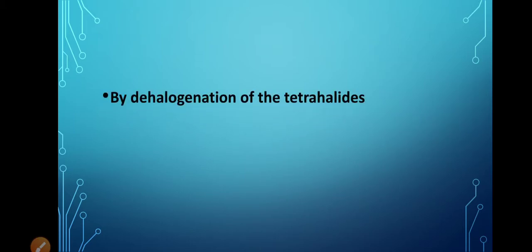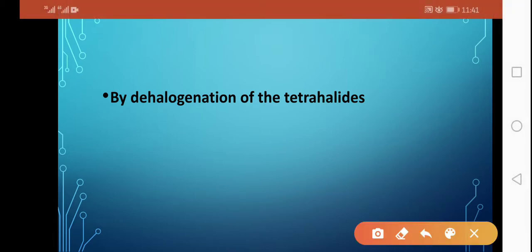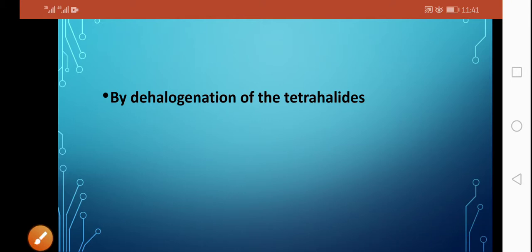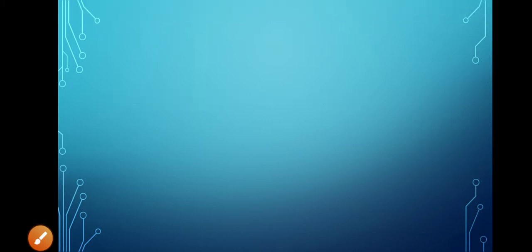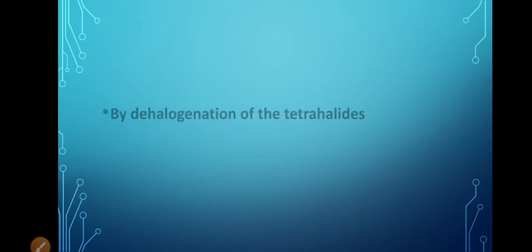The second method of the preparation of the alkyne is by the dehalogenation of the tetrahalides. As students, you know the term dehalogenation. We have already discussed it in one of our topics, and de means removal. Dehalogenation means removal of halogens. So here the term dehalogenation of the tetrahalides is used for the preparation of alkynes.